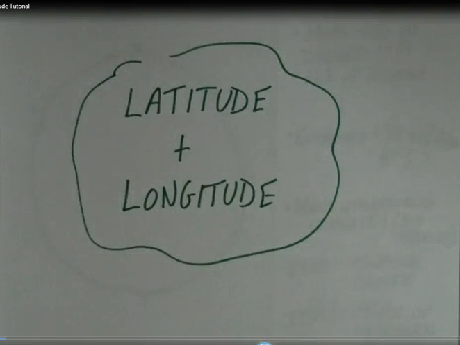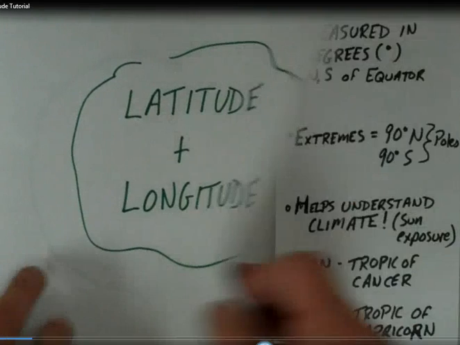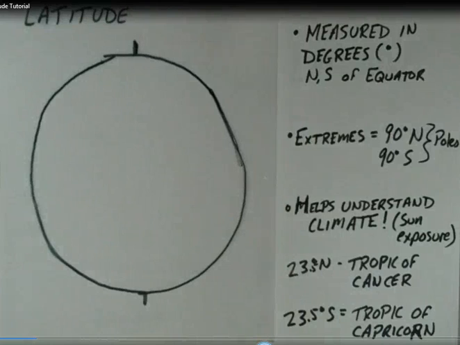Now there's some other characteristics about the Earth that latitude and longitude will help us understand. Things like climate actually, and also time. So what I'm going to do is walk you through elements of latitude and longitude and how everything fits together to create absolute location.